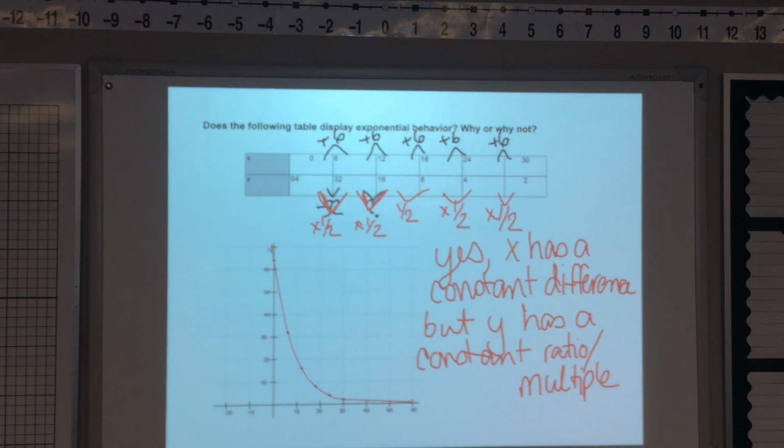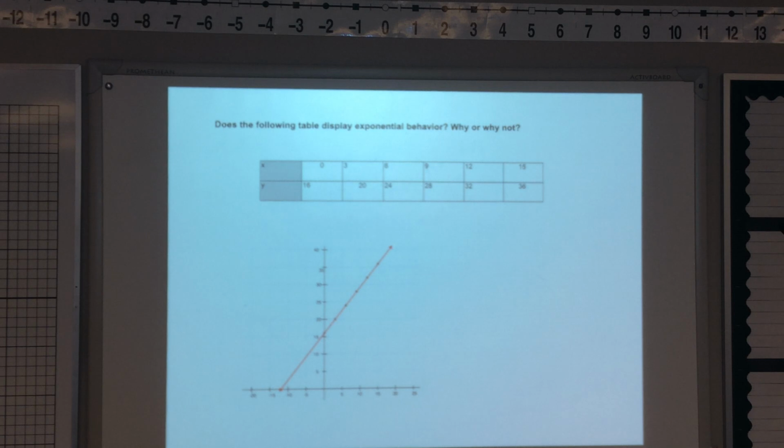And if you were to graph that, you would again notice your graph is that curve. It starts up nice and high, curves down nice and low to that x-axis. Whereas in this one, my x's are going up by 3, which is always, again, what we need. Our x has to have that constant difference.